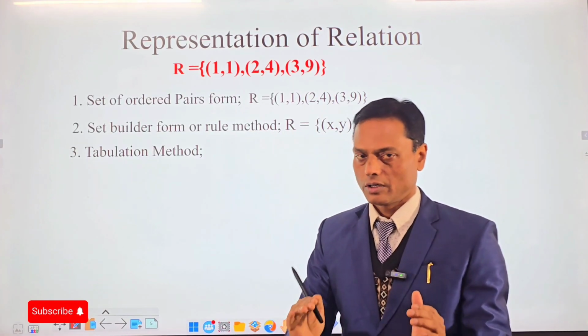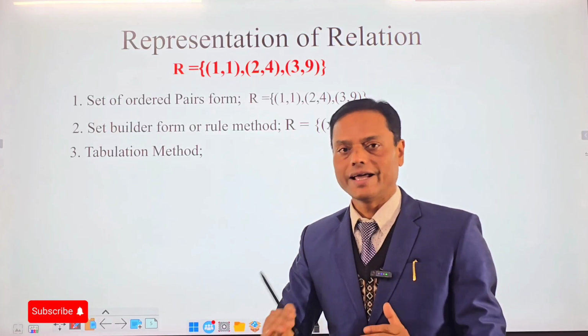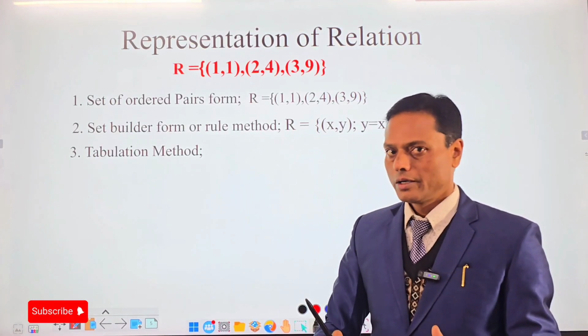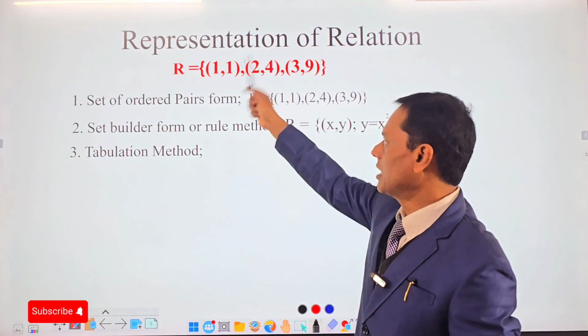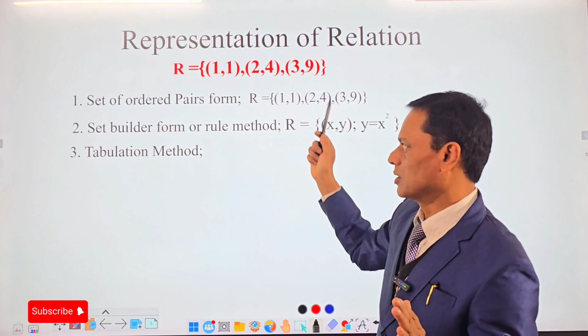Set of ordered pairs. All of you know what a set means? Set means the categorization of the elements along with commas, right, inside the curly brackets. So here R equals curly brackets, and we can write all the relations. So this is a set of ordered pairs.